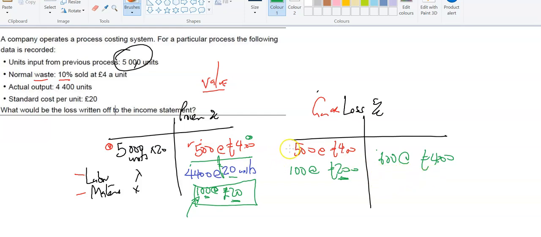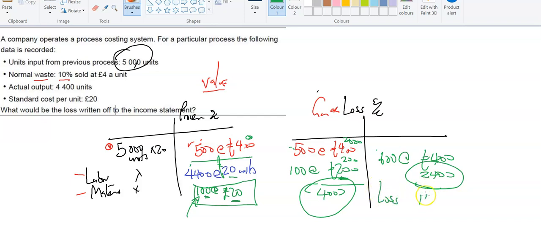So what does that mean? You have here 500 at £4, which is 2,000. You have 100 at £20, which is also 2,000. So you have 4,000 here. And here you have 2,400. So you have goods that are worth 4,000. You're selling them for 2,400. Therefore, you have a loss of 1,600. So this goes into your income statement. You can call this a loss on sale.